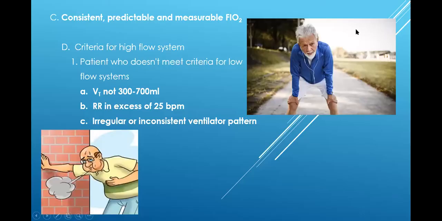Okay, guys, we're back from break, and that is how you find demand, and also how you find the total flow of your device. So now we're in the high flow systems. You're going to learn that it looks a little bit different. High flow is a little bit different, and now let's talk about the indications for a low flow device. Who qualifies for a low flow device?